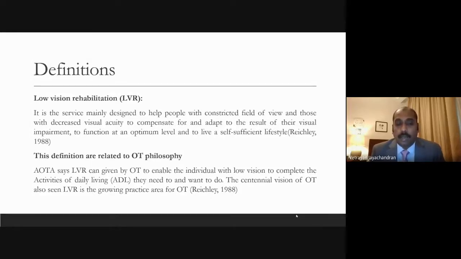The American Occupational Therapy Association says that low vision rehabilitation can be given by the OT in order to enhance activities of daily living and to help the patient with participation, health and well-being, and maintaining quality of life, and also the activities they want to do and need to do. In the Centennial Vision, the 100-year celebration of occupational therapy in the USA, they see low vision rehabilitation as a growing practice area for occupational therapy, and they think low vision rehabilitation has scope for occupational therapy.